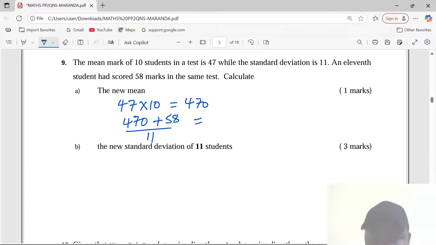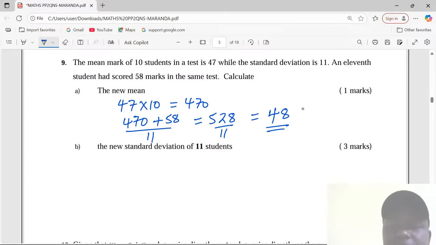All right, 470 plus 58 is 528, over 11, which is going to give us exactly 48.